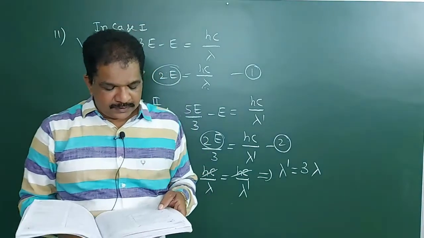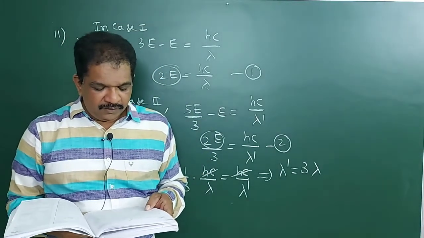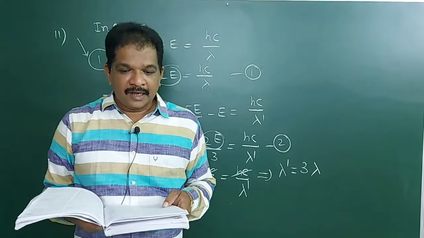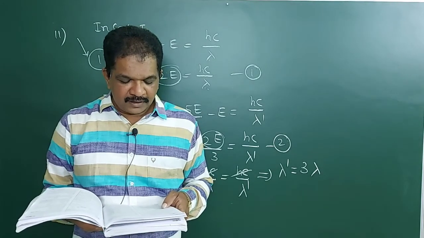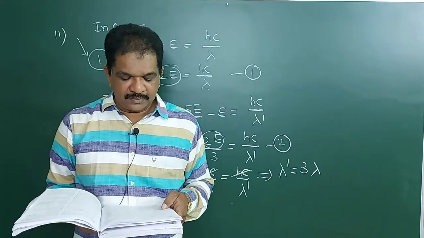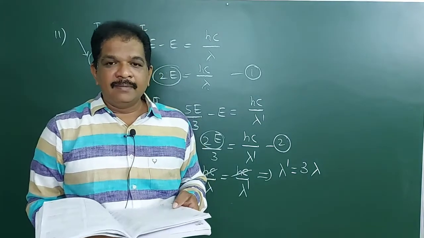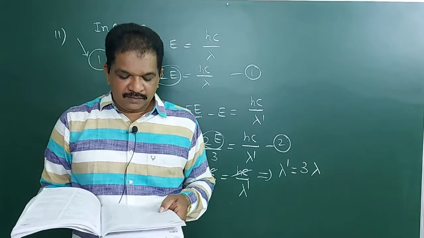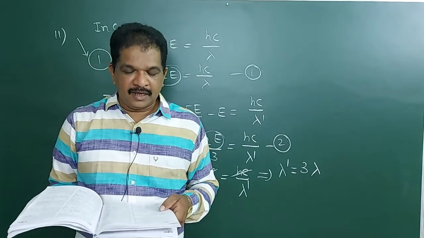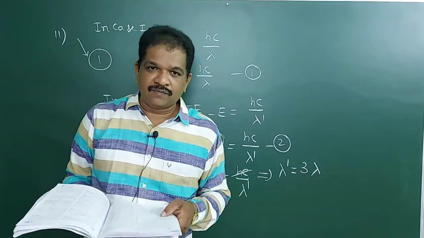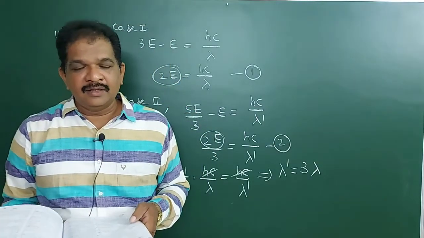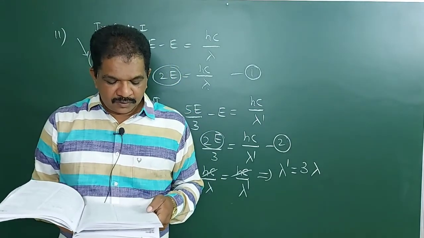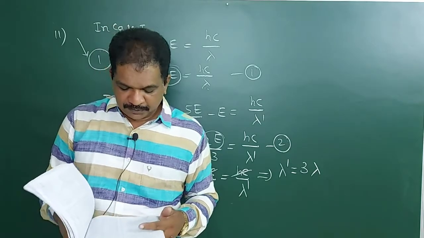See the 12th question. Which of the following spectral series of the hydrogen atom lies in the visible region of the electromagnetic waves? Balmer series. Lyman will be ultraviolet, Balmer will be visible, and next Lyman, Balmer, Paschen, Brackett, Pfund. The remaining 3 are in the near infrared, middle infrared, far infrared. So the 12th question will be the fourth option.